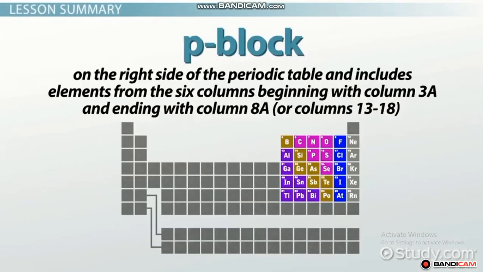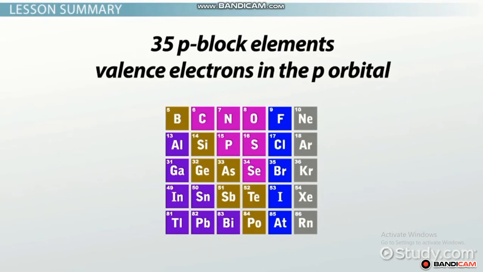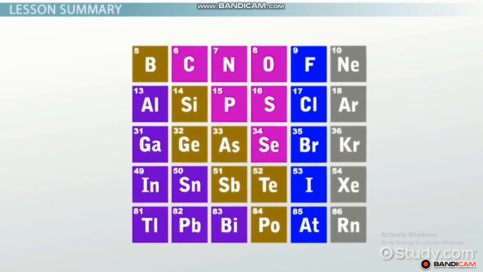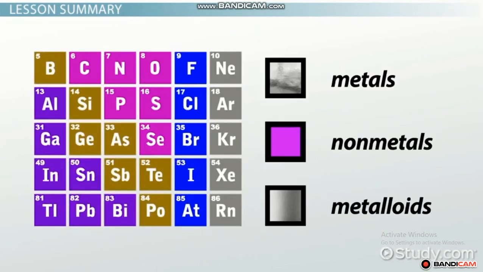The p-block is the area of the periodic table containing columns 3A to column 8A, columns 13 through 18, not including helium. There are 35 p-block elements, all of which have valence electrons in the p orbital. The p-block elements are a very diverse group of elements with a wide range of properties. The p-block contains metal, nonmetal, and metalloid elements.